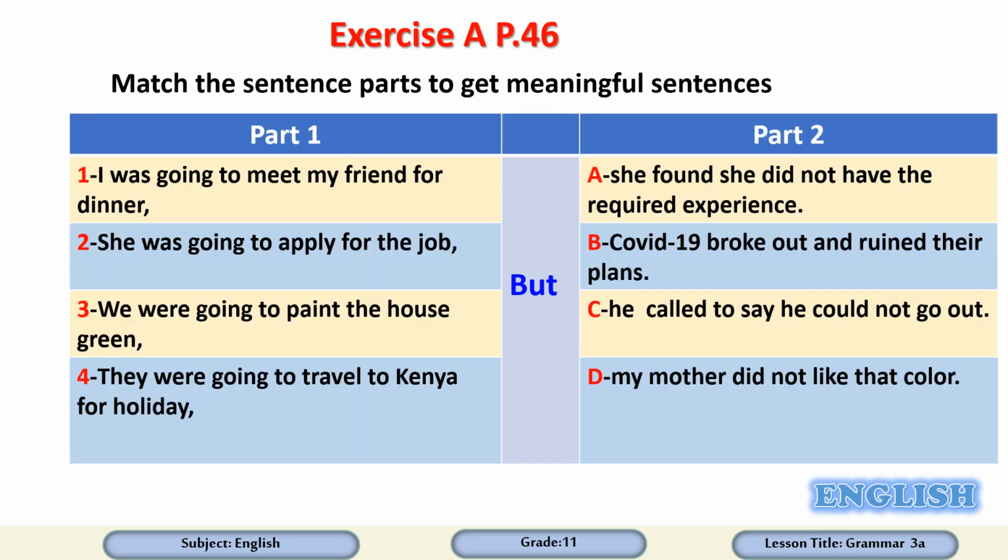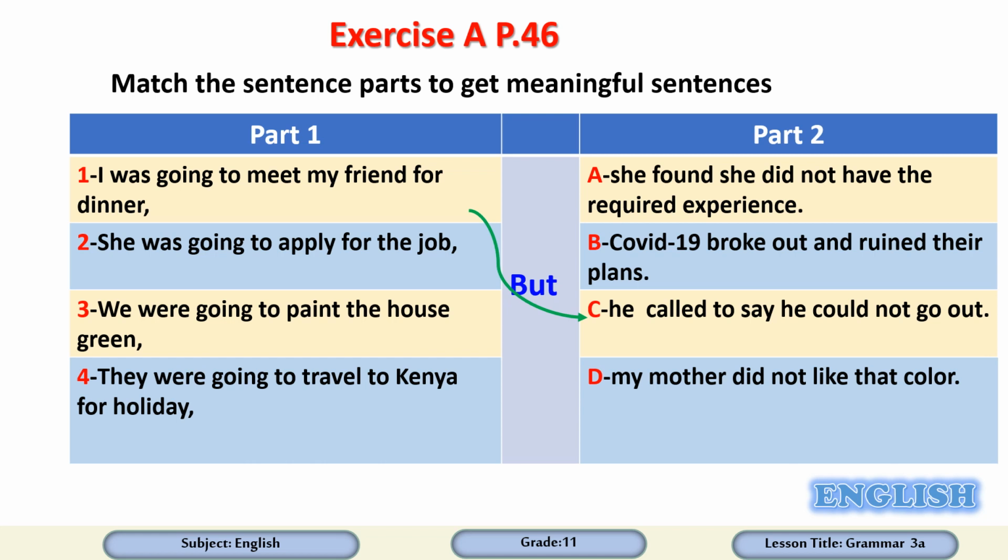Let's do some more practice. Match the sentence parts to get meaningful sentences. We'll do sentence 1 together. I was going to meet my friend for dinner. So what can be the answer, the second part? But, yes, very good. He called to say he could not go out. Pause the video now and finish the 3 other sentences.